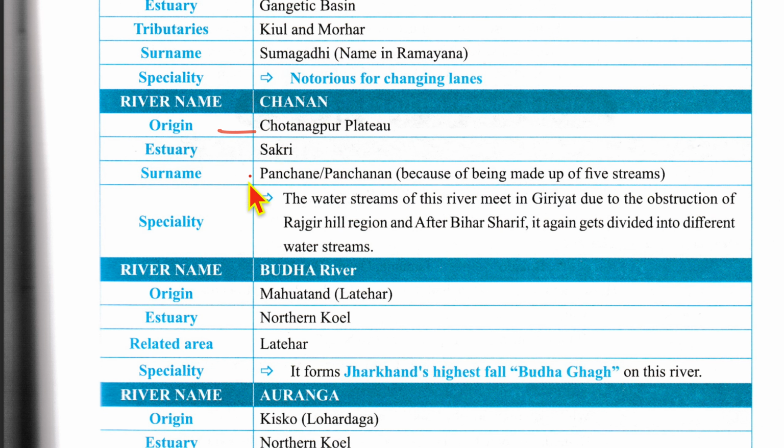Chanan river, its origin is in Chota Nagpur Plateau. It forms a tributary of Sakri River. Surname is Panchanan, because it is made up of 5 streams. Speciality is that the water streams of this river meet in Giriyak due to obstruction of the Rajgir Hills region, and after Bihar Sharif it again gets divided into different water streams.